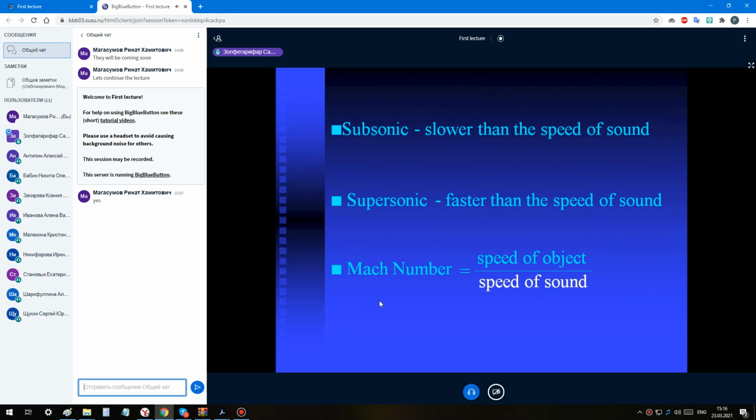Here we have the equation of the Mach number. The Mach number is the ratio of the speed of an object to the speed of sound. Maybe this object is an aircraft or other instrument.